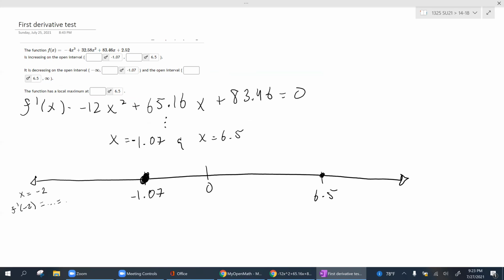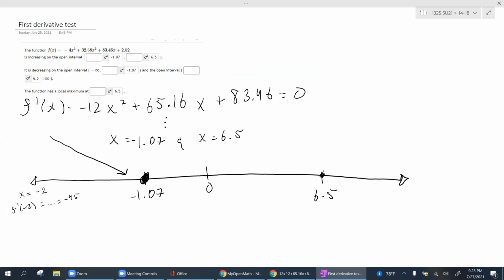And you're going to find out that this gives you, you're not really worried about the number itself. You're worried about the sign. This here gives me approximately negative 95. That is a negative value. So I know this is decreasing at this point.